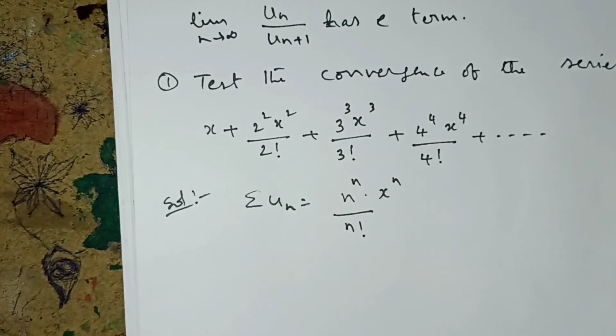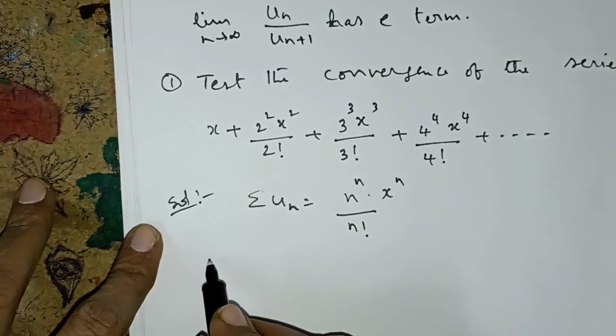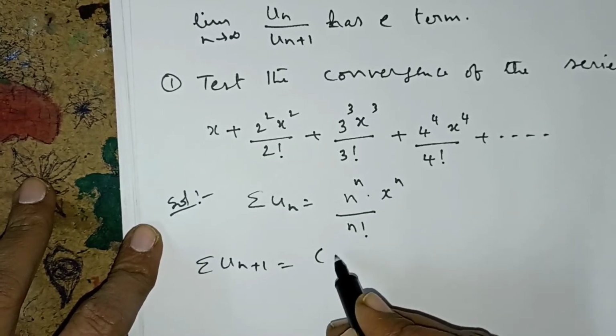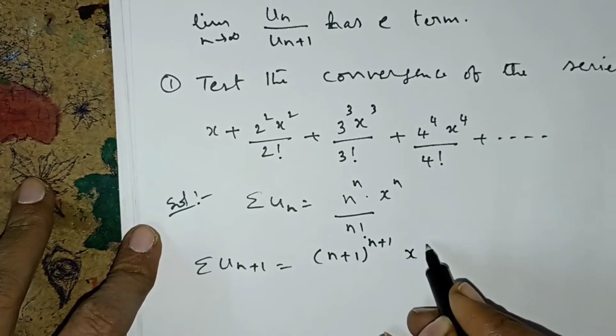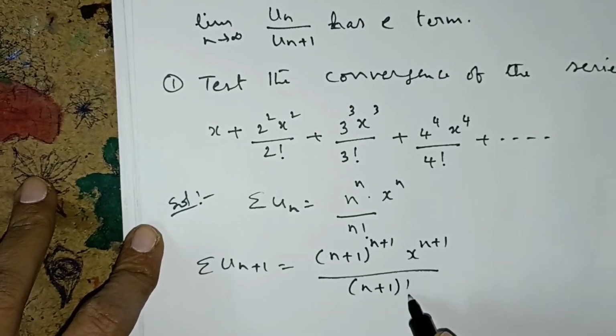Whenever the given series contains some factorial, you have to apply the ratio test. The ratio test means we need to calculate un plus 1. Wherever n is there, in place of n put n plus 1: n plus 1 whole to the power of n plus 1 into x to the power of n plus 1 by n plus 1 factorial.